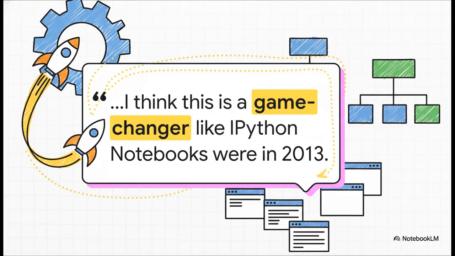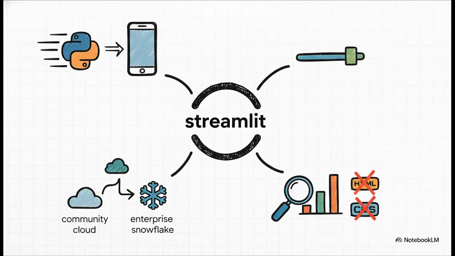Now this is a big statement. Comparing Streamlit to the rise of IPython notebooks, what we now call Jupyter notebooks, that's framing it as more than just a useful library. It's being seen as a fundamental shift in the entire data science workflow, a truly transformative tool for the field.